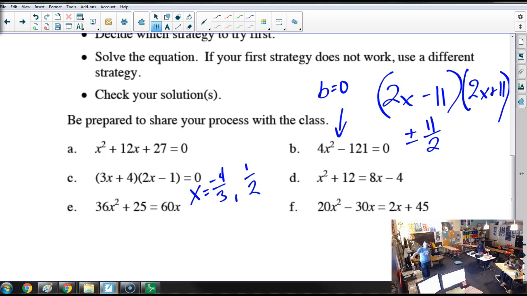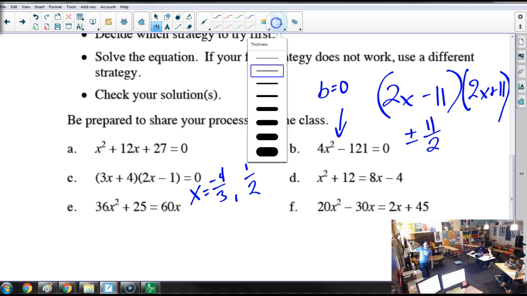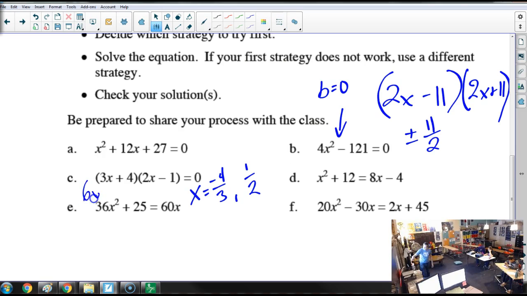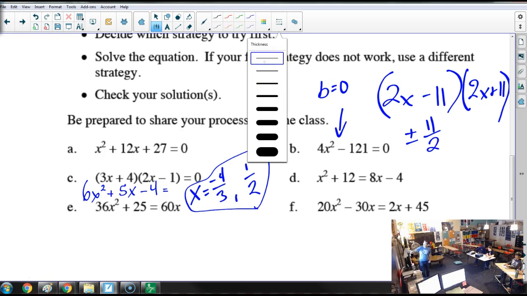Now, if we were to write this as a trinomial, it would be 6x squared plus 5x minus 4, from 6x squared minus 3x plus 8x minus 4. So use that trinomial and your quadratic formula to double check: is your quadratic formula finding the correct roots? Now in A, it was negative 3, negative 9.